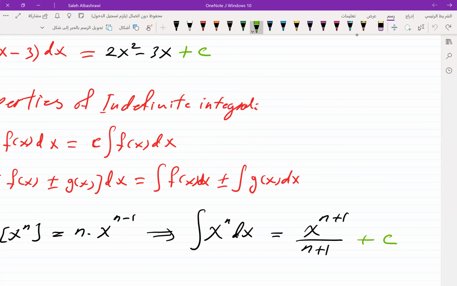This will be the main rule for the integration of polynomials. If I have power, we add 1 to the power divided by n plus 1, provided that n is not equal to minus 1. We have to be careful about this case. Because if n equals minus 1, I will have minus 1 plus 1 in the denominator, that is undefined. We have to take care of this case, and that will be a special case. We are going to speak about it later on. So it is x to the power n plus 1 divided by n plus 1 plus constant c.